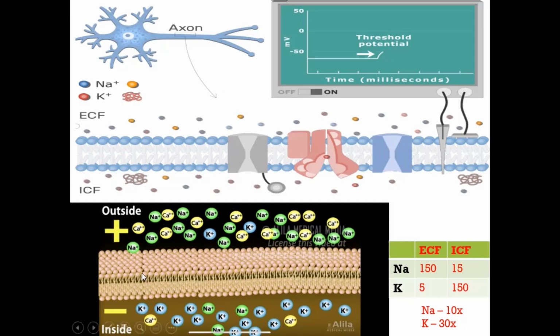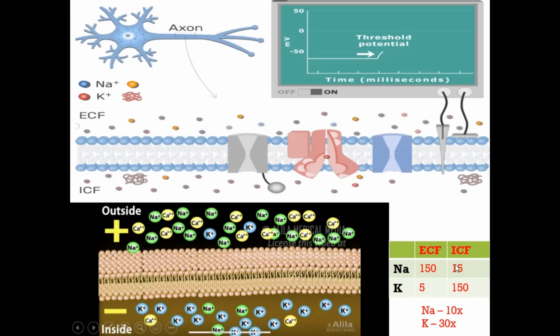So if you look at it, this is the axonal membrane, right? This will be extracellular, here will be intracellular. Outside, extracellular, you have a higher concentration of sodium and calcium. Intracellular, you have more potassium compared to your sodium and calcium. So you have to know this distribution and what the concentrations are.